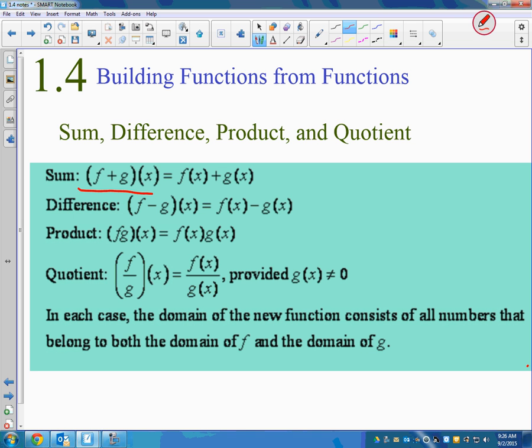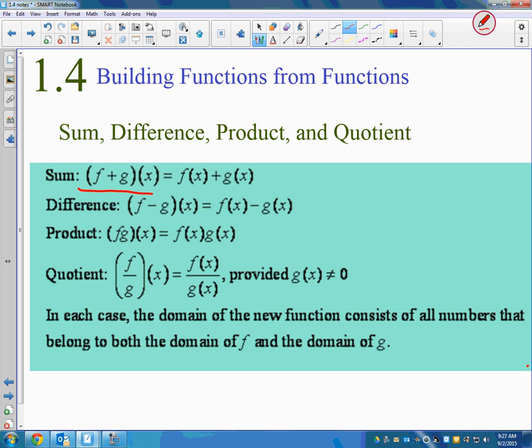We're going to do an example here in a minute that we're going to add, subtract, multiply, and divide, and we're going to talk about the domain and the range as well. It says, in each case, the domain of the new function consists of all numbers that belong to both the domain of f and the domain of g. It just means if your domain is restricted in one of those functions that you're adding or subtracting or multiplying or dividing, you have to take that into consideration when you put them together. And so we're going to see that you just carry that domain over for the most part until you get to the quotient, and you might have to exclude an extra value there.